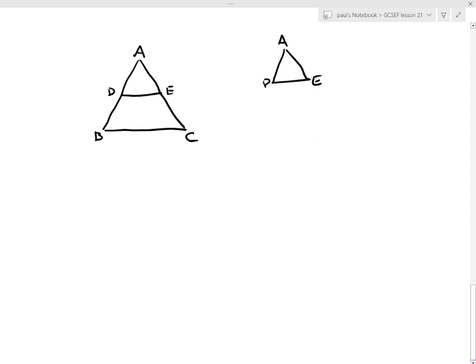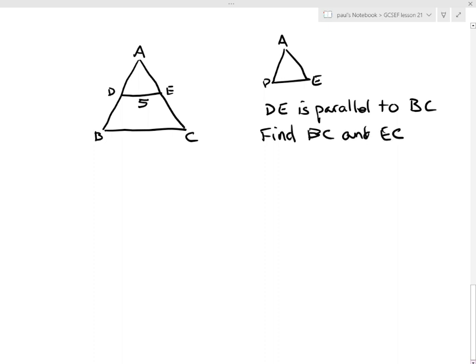And let's have some numbers. 5. Let's have a look at DE is parallel to BC. So that tells you that these two lines are parallel, and it is indeed a similar shape. And I haven't put all the numbers on yet, so find BC, BC and EC, EC.